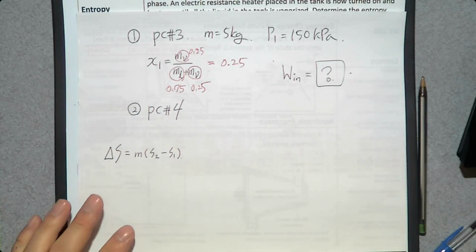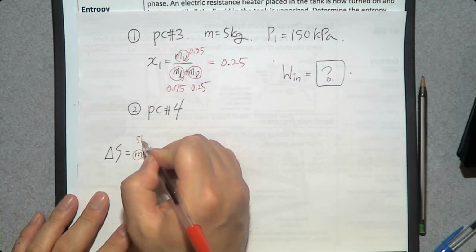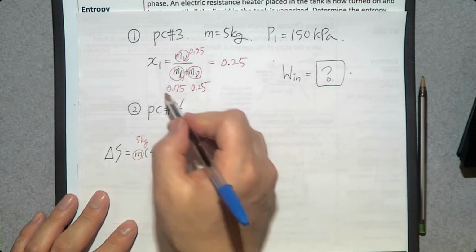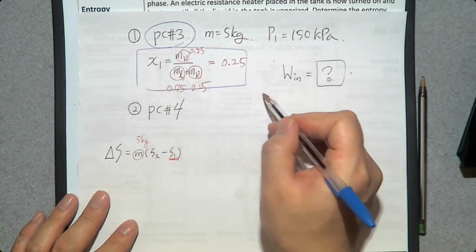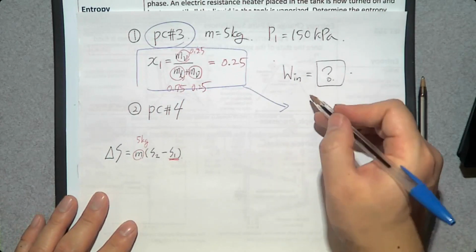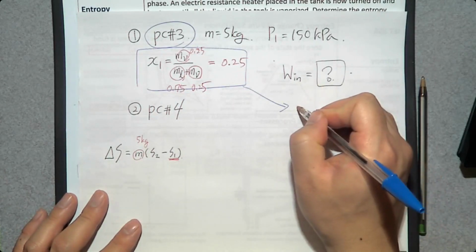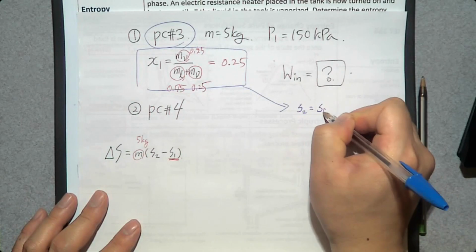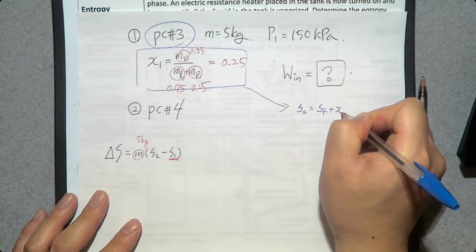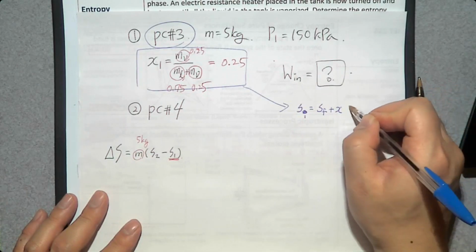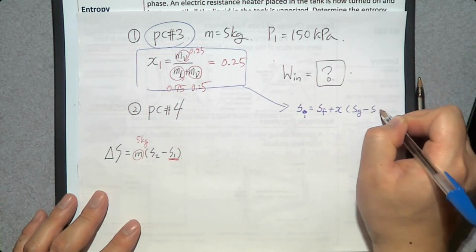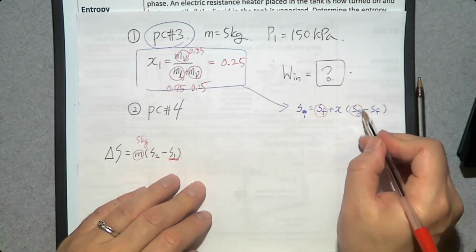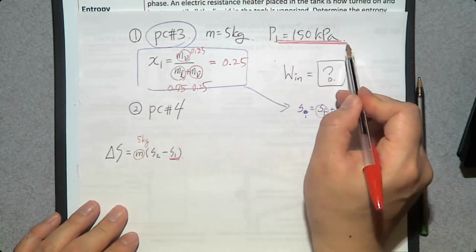Then we know the mass is 5 kilograms. Can we determine S1? Yes, we can. How can we do that? We know it is phase change process number 3, so we can use the linear interpolation equation to determine this S. S1 is going to be SF plus quality X times SG minus SF. What is SF? We can find this SF and SG from 150 kilopascal.